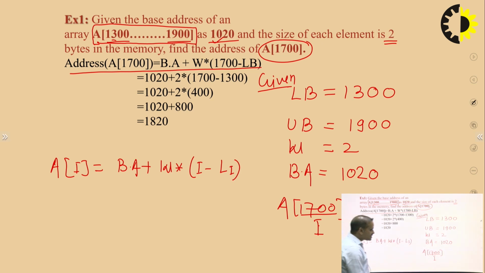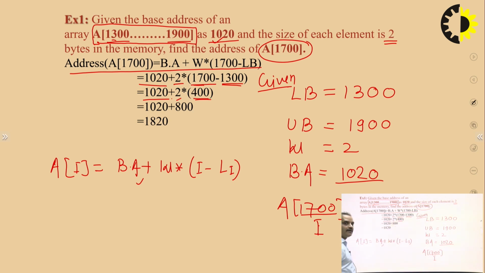There is only one subscript, so we have to use the lower bound, or lower bound of I, as we discussed earlier. The value of base address is 1020. We have written here 1020. The value of W is 2, the value of I is 1700, and the value of lower bound is 1300.